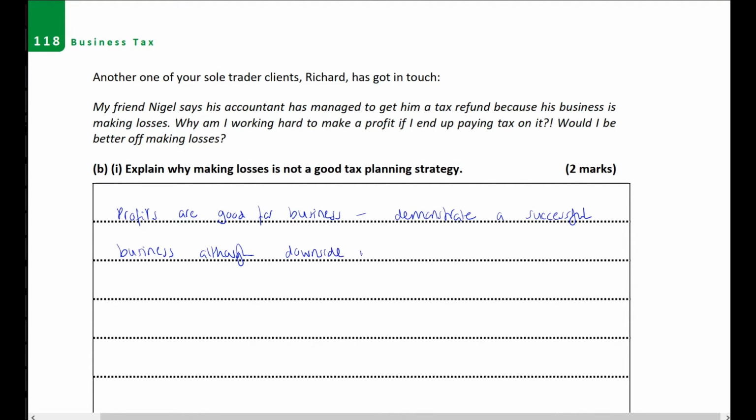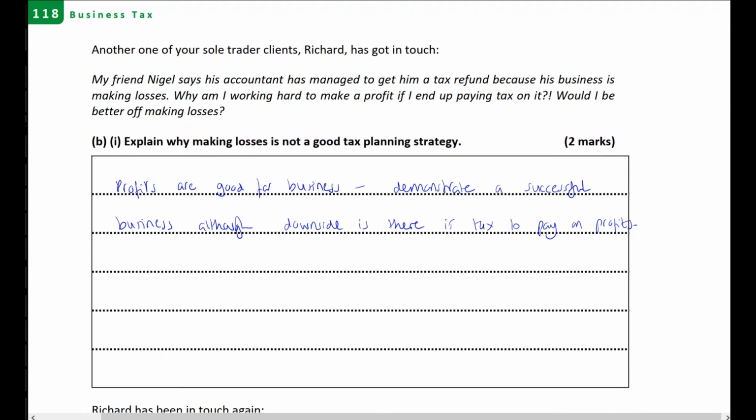Although the downside is there is tax to pay, of course, on profits. And the higher the profit, the more tax we pay. That is just how it works. I would say that Richard would definitely not be better off with a loss. Since a loss means the business is worth less than it was before.